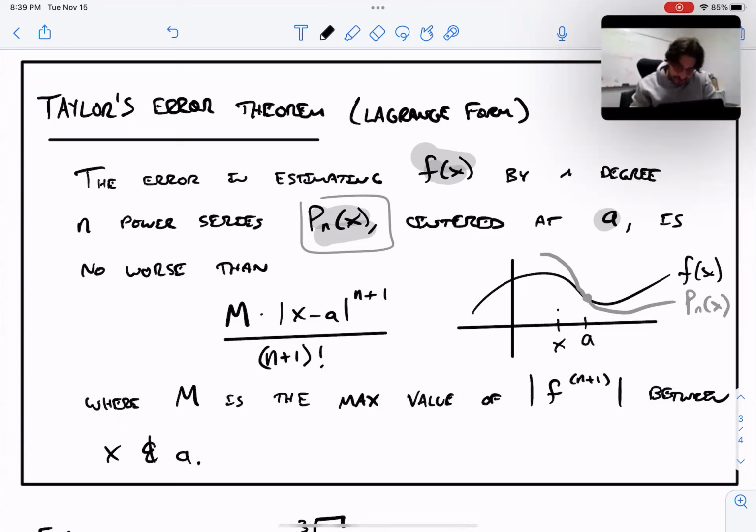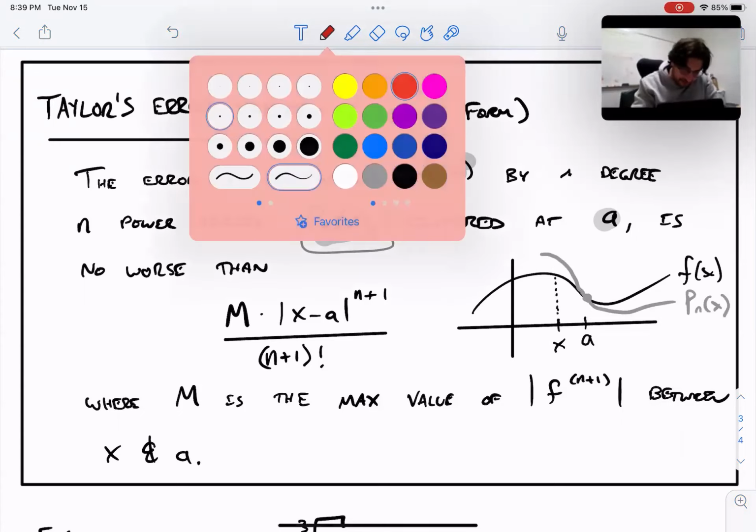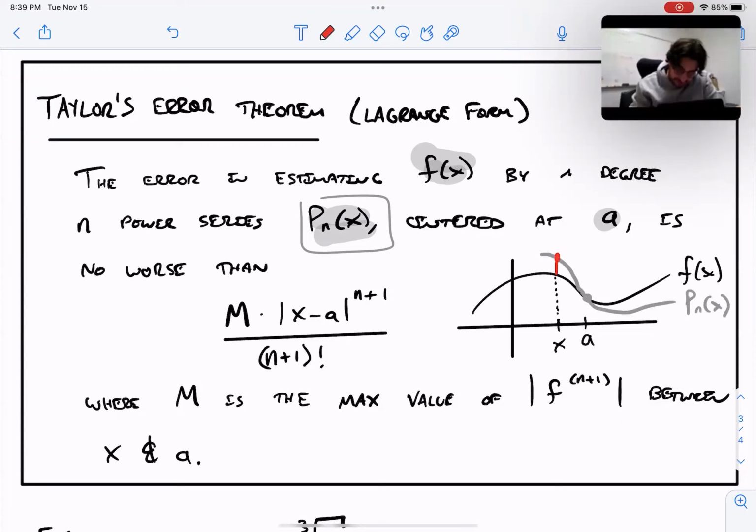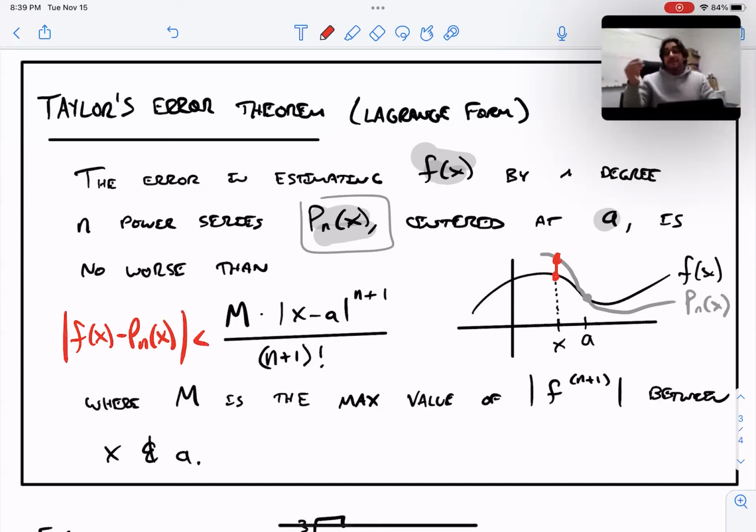What you're trying to figure out is how far apart these can be. That gap right there is the error, the difference between f of x and P sub n of x at that particular x value. Another way to think of the upper bound is, if you take the true value minus the estimated value, you're trying to find some quantity that's definitely greater than or equal to that difference. That's another way to think about the error.